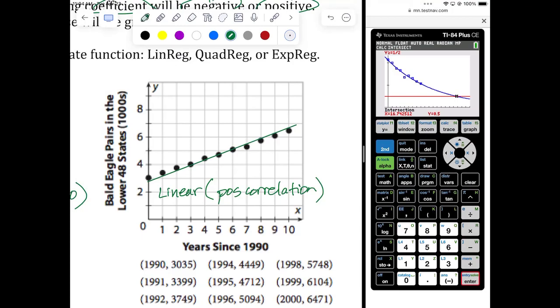No, bald eagle pairs. Oh, I'm reading that wrong. I thought it was bald eagles flying around Paris, France. See, this is why you have to spot for me, Caden. You need to come spot me over here. What does that say? I can't even read it. Bald eagle pairs, right? Yeah, in the lower 48 states.